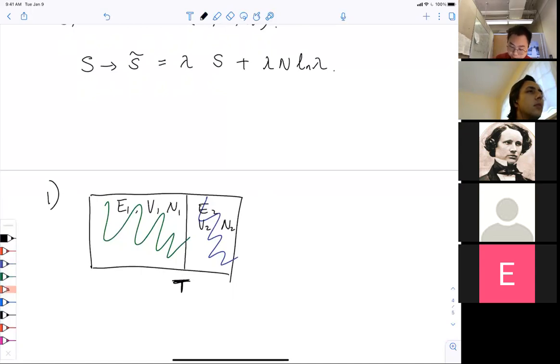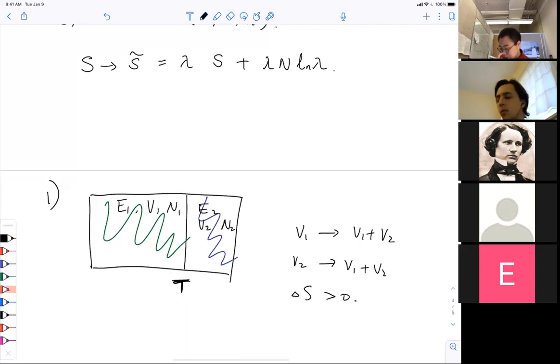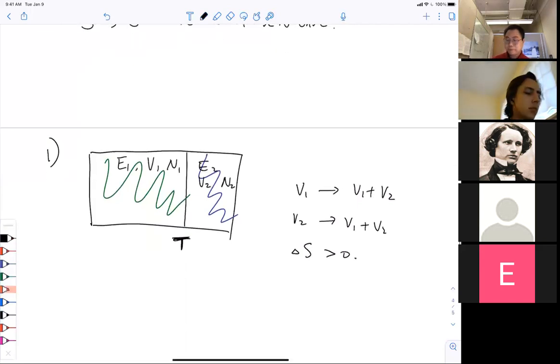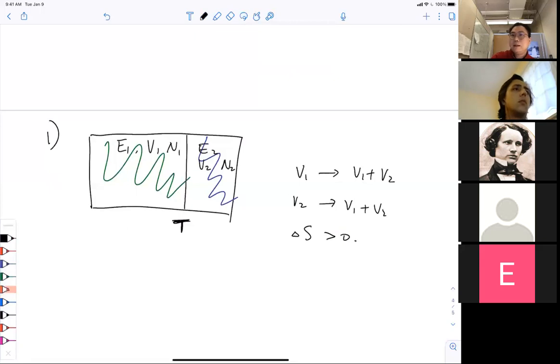Now we remove this partition and ask what's the entropy change? That's the question, right? Of course, we know that after we remove this partition, the particles have more space to explore. The original V1 becomes V1 plus V2. The same for the right side particles, V2 becomes V1 plus V2. So this entropy change should be positive, larger than 0. The calculation is also easy to do, since we have the expression for entropy.